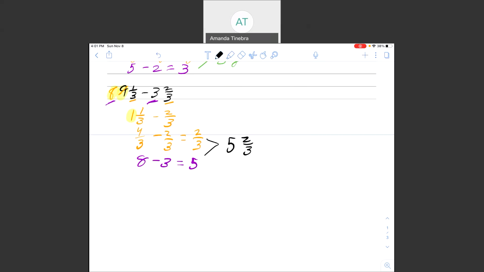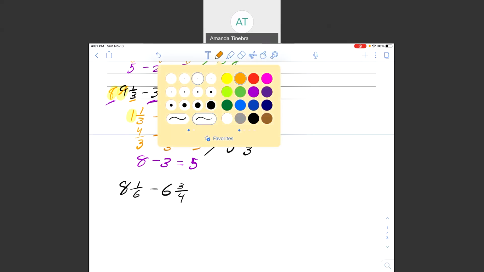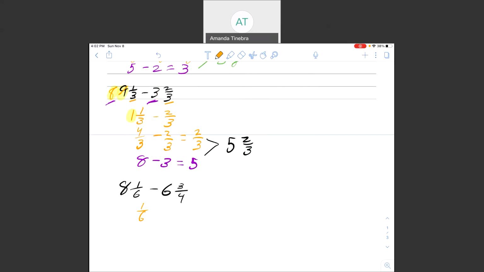So for our last problem, we're going to do 8 1/6 minus 6 3/4. And if you want to pause the video here and try the problem on your own and come back at the end to see if you got it right, go ahead and do that now. For 8 1/6 minus 6 3/4, to follow our routine, we're going to do 1/6 minus 3/4. I know, first of all, I need a common denominator. I don't have one right now.